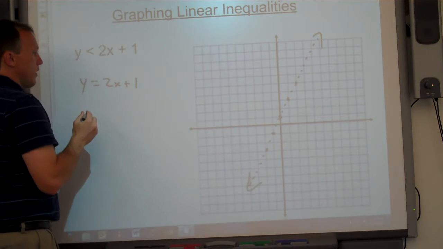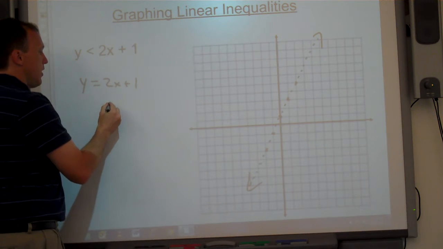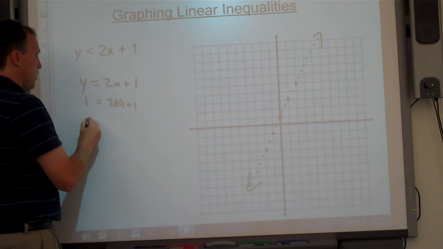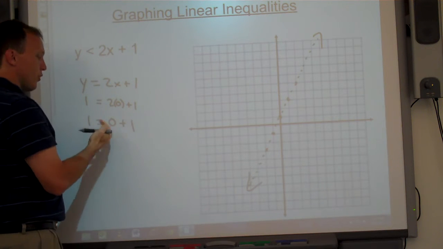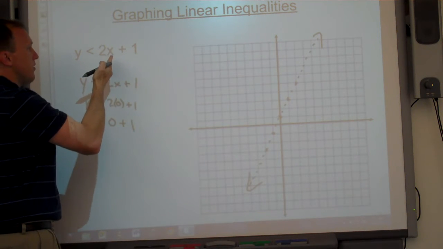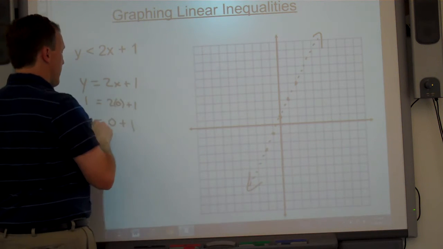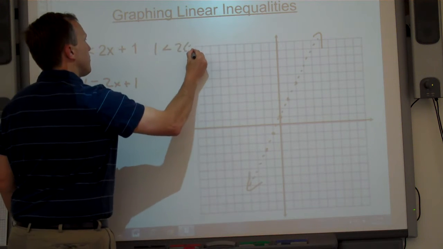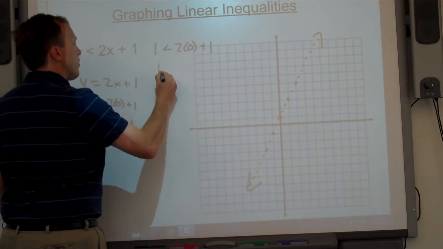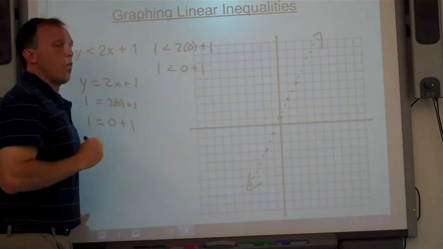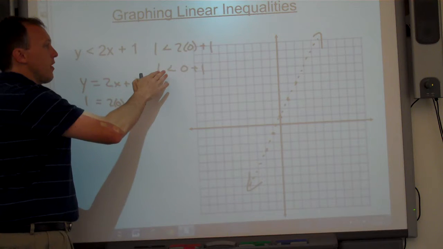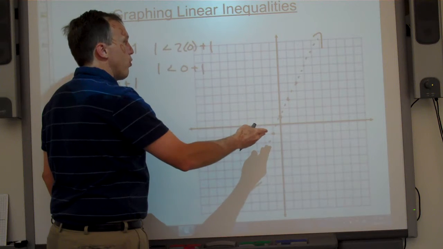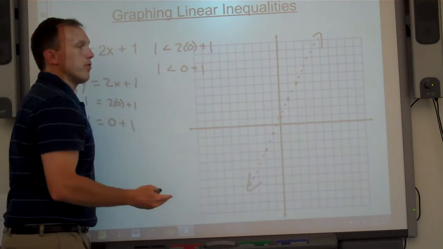This was the point 0, 1. Well, if we plug in 0 for x, we get 2 times 0 plus 1, and y equals 1. Well, that makes a true equation. But if we plug it in here, it doesn't work the same way. If we plug in those values, that is 1 for y and 0 for x, we get 1 is less than 2 times 0 plus 1. Well, is 1 less than 0 plus 1? It's not. And because of that, all of the points on this line are going to be a boundary rather than actual points, and so we draw a dotted line instead of a full line.